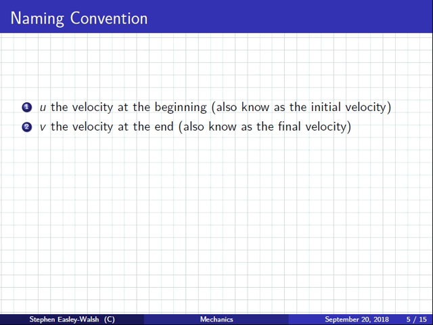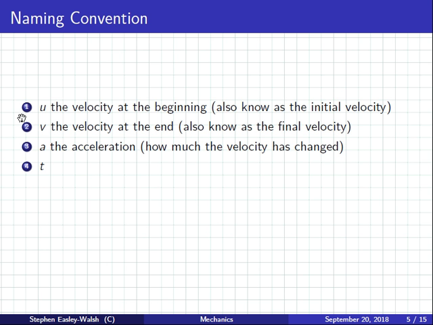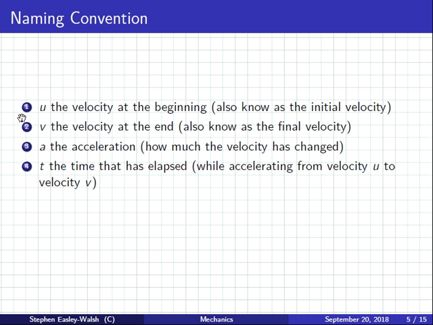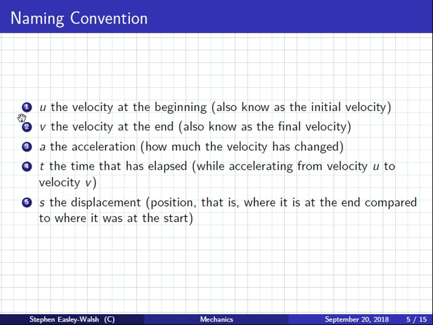Okay, what's the next letter? So I have U and V. What are the other letters? Maybe you know them. There's three more. U, V, what else? A, the acceleration, how much the velocity has changed. The other one, of course, is T, and I think you know what T is. That's obviously for the time. And the last letter is S. S is the displacement, the position. So we use UVATS.